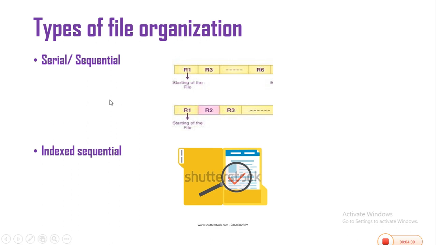While indexed files are files that have been marked or ticked. Look at the picture on the screen too. Look at this file, it has been marked or it has been ticked. That's an example of an indexed file.